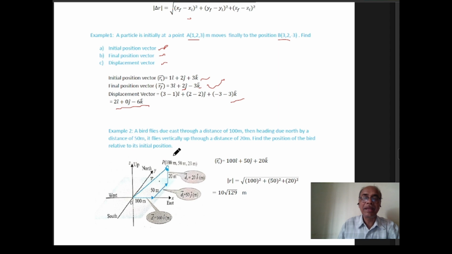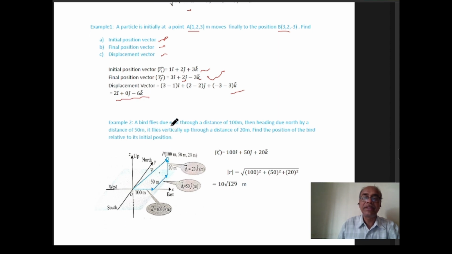Now we take another example. A bird is flying due west a distance of 100 meters and then heading due north a distance of 50 meters and vertically 20 meters. Find the position of the bird relative to the initial position. Here we are considering this plane as xy, and upward and downward we are considering the z axis. Along the x-axis we consider the unit vector i cap, west to east. Obviously, south to north is the y-axis, and upward is the z-axis.